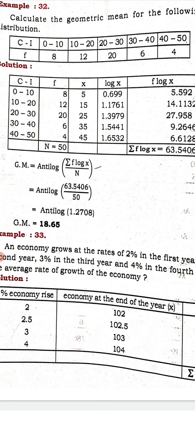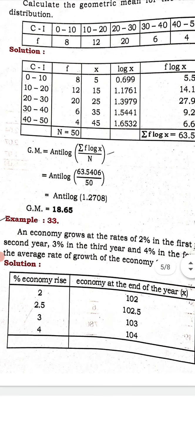Geometric mean is equal to anti-log of the bracket summation f log x divided by n. Summation f log x is 63.5406 divided by 50. So you'll get the value 1.2708 after dividing 63.5408 by 50. Then what is the next step?